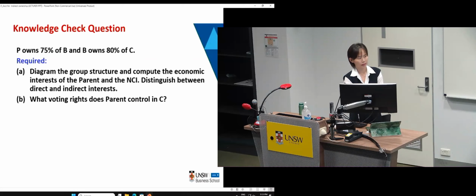Parent controls in C. Now let's start with the group structure. I'll give you a couple of minutes to diagram this group structure. Pay attention to the grandchild company C Limited here. Okay? So identify both the DNCI and INCI in C Limited.